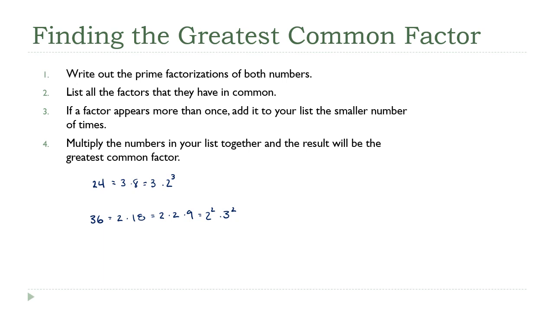So that's step 1. Now step 2 says list all the factors that they have in common. They both have a 3, and they both have a 2.